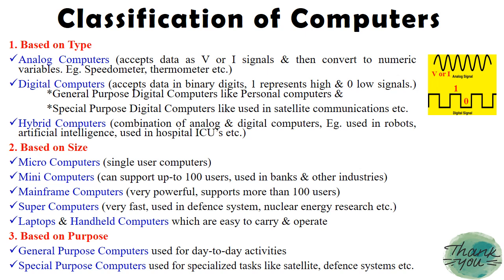Apart from these, there are laptops and handheld computers that can be carried while traveling, and even they work without a power connection. So these are also known as portable computers. Similarly, based on the purpose, computers can be classified as general purpose computers that are used to perform day to day activities at our homes and in various business organizations. While the special purpose computers are mostly used in satellite control systems, the defense systems, and to perform other specific tasks or in case of artificial intelligence.